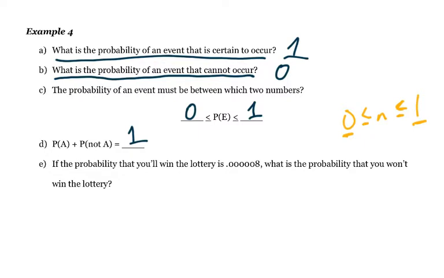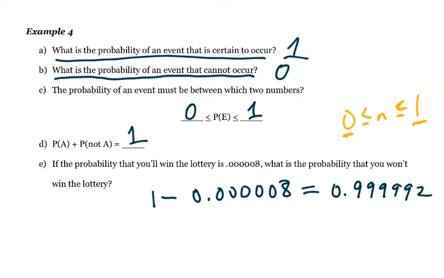And if we have the probability that you win the lottery is 0.000008, what is the probability that you won't win the lottery? So we would take 1 minus 0.000008, and we would end up with 0.999992. So pretty much the odds are totally against you to win the lottery.